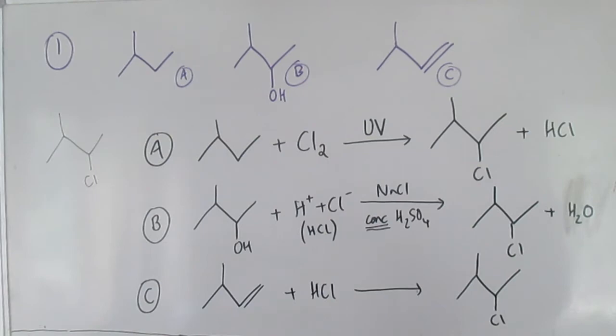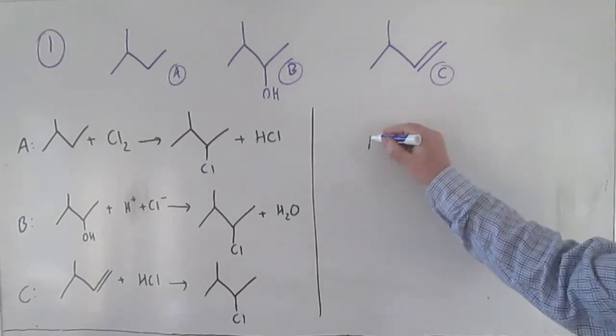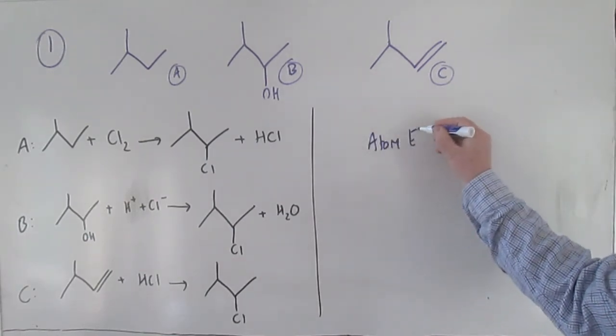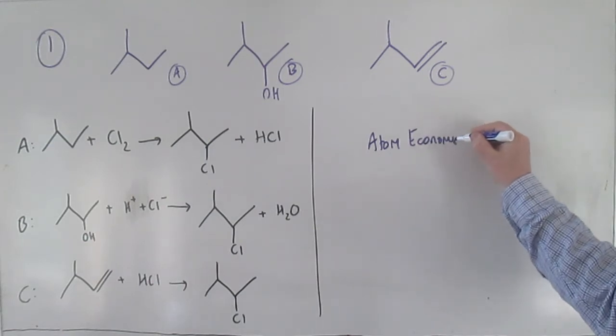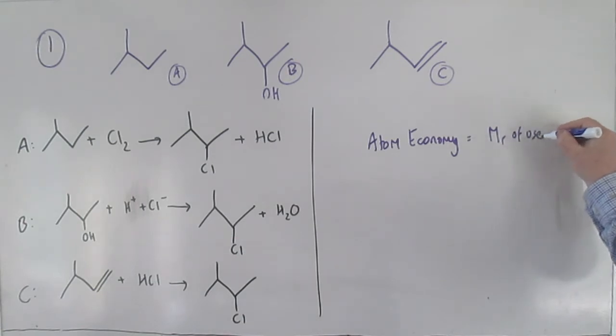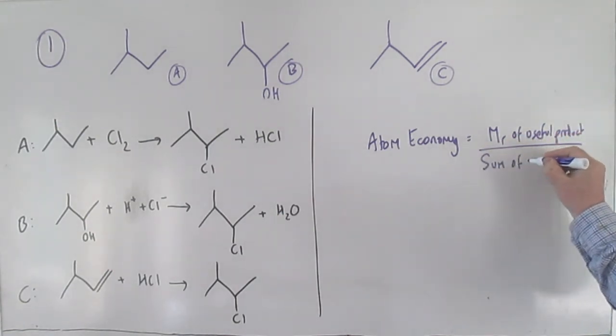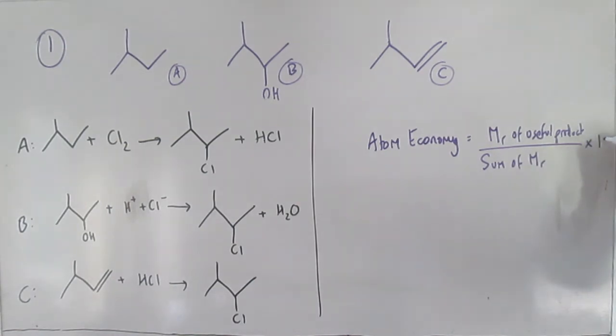Okay, so that's part A. So part B is asking us for the atom economies of each of these reactions that you've written down. So first of all, you have to remember the definition, which is that atom economy is equal to the MR of the useful product or the desired product divided by the sum of the MR of all of the products times 100. Okay, so you need to remember that definition.